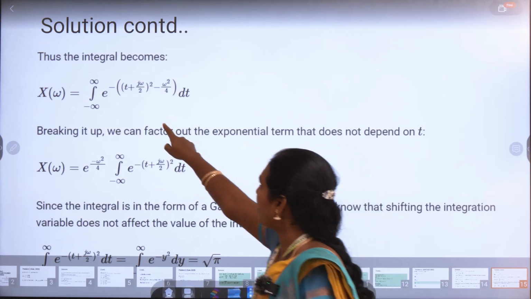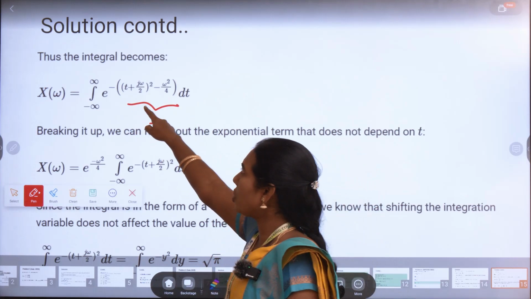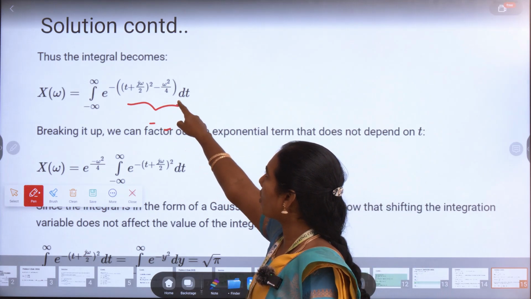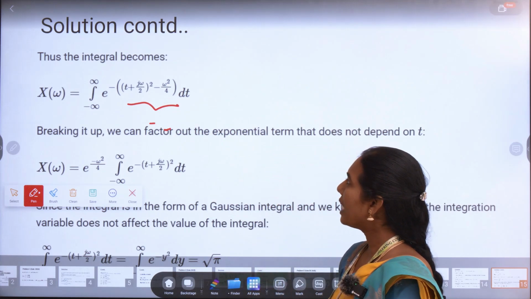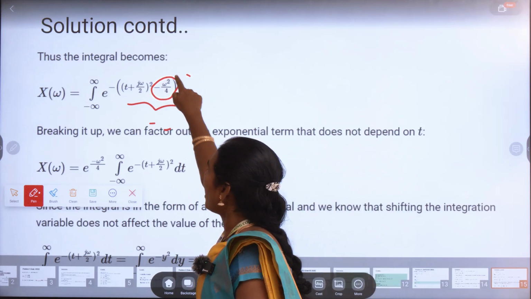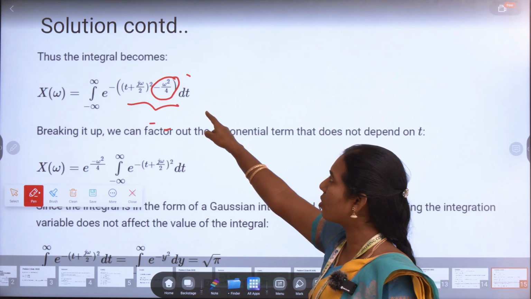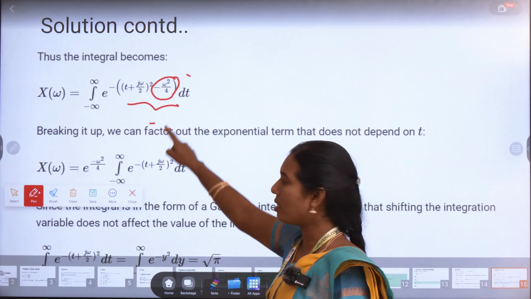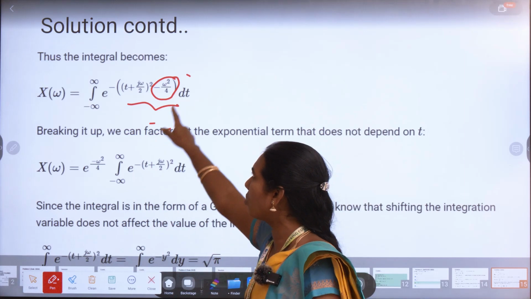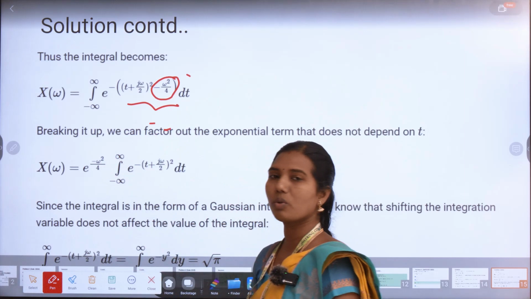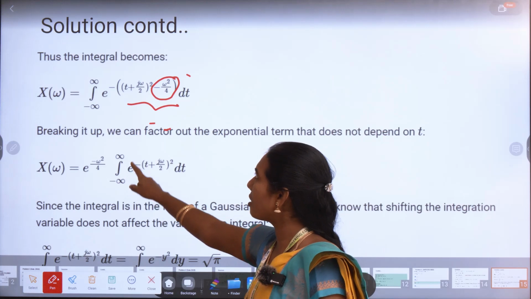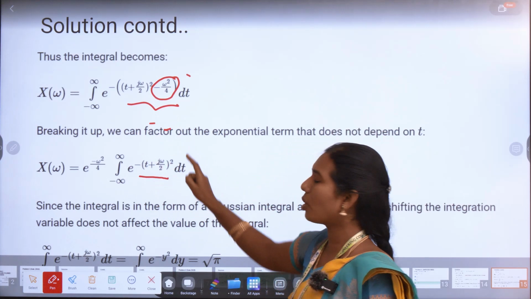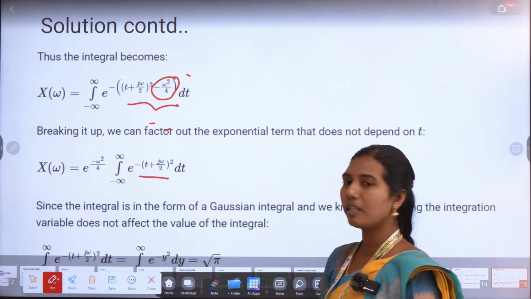So here we have substituted in the exponential part t plus j omega by 2 whole square minus omega square by 4. In this term, which does not contain a t value, we can treat it as a constant and take it outside. So e power minus omega square by 4 comes out, with the integral from minus infinity to infinity of e power, the remaining part, minus of t plus j omega by 2 whole square dt.